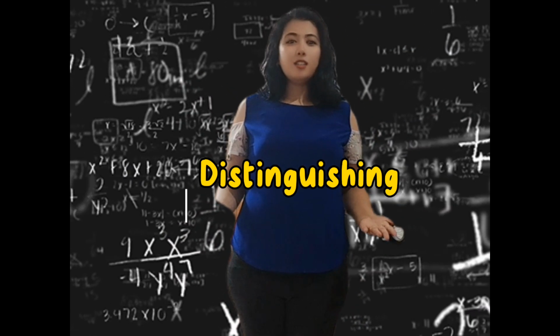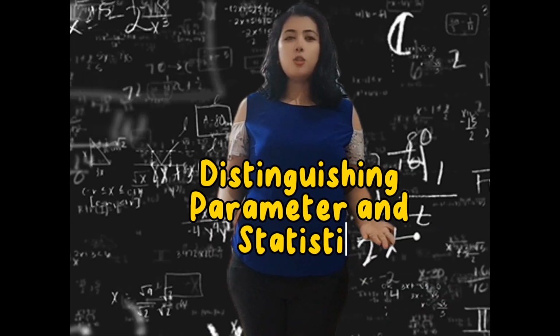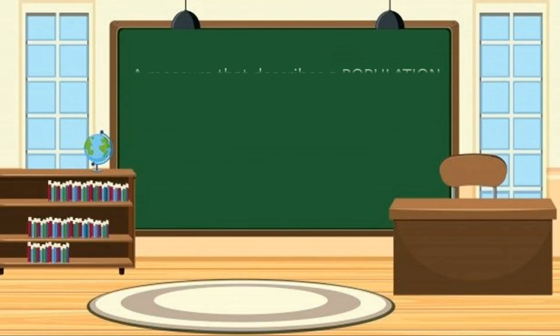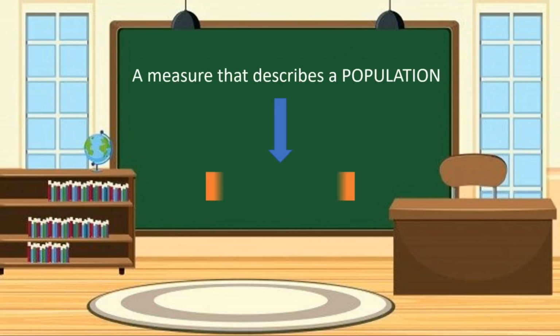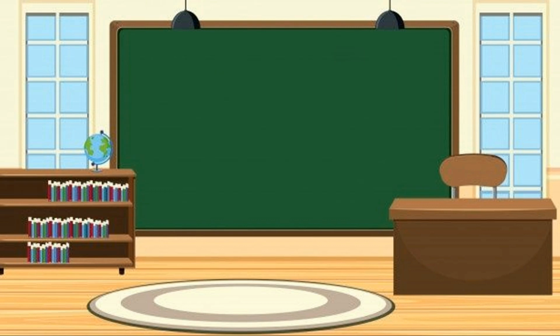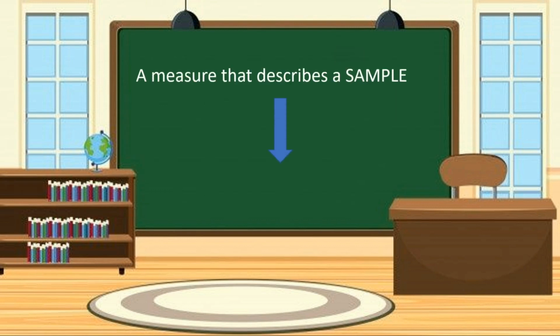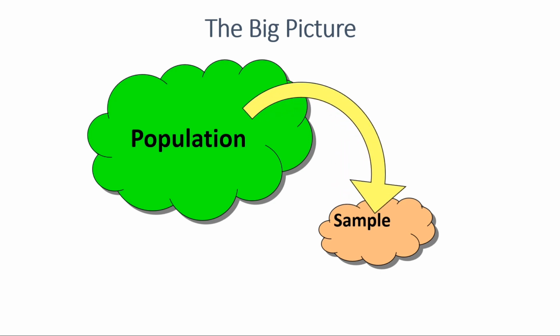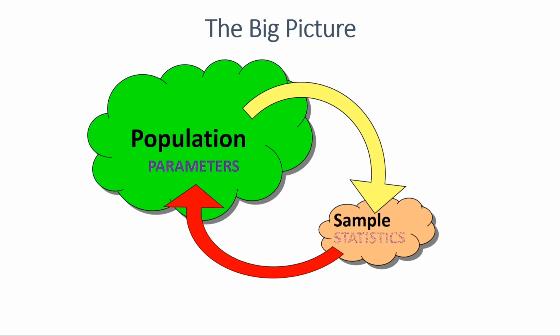Today, be ready to identify and distinguish parameter and statistic. A measure that describes a population is called a parameter. A measure that describes a sample is called a statistic. There is a simple and straightforward way to remember what a parameter and a statistic are measuring. A parameter measures something in a population. A statistic measures something in a sample.